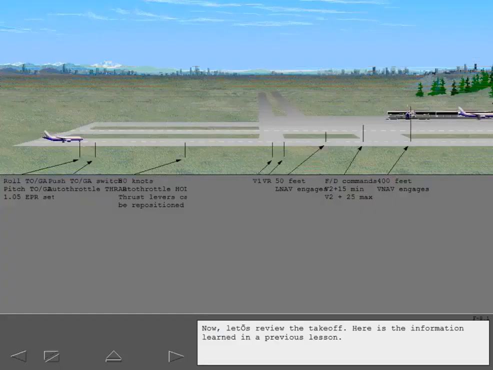Now let's review the takeoff. Here is the information learned in a previous lesson. Here is a review of the new takeoff information.